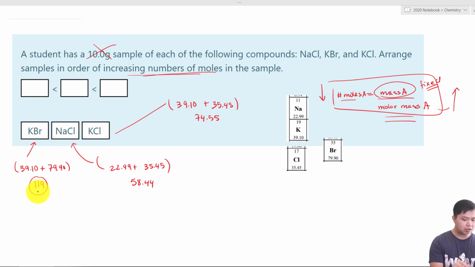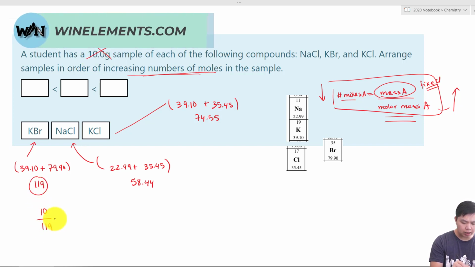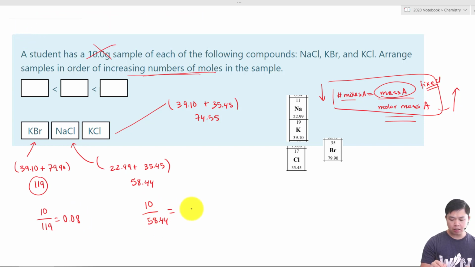If I take this 10 right here and divide by the molar mass, 10 divided by 119 turned out to be 0.08. And 10 divided by 58.44 turned out to be 0.17. So these are moles. And then here I have 10 divided by 74.55, which turned out to be 0.13.